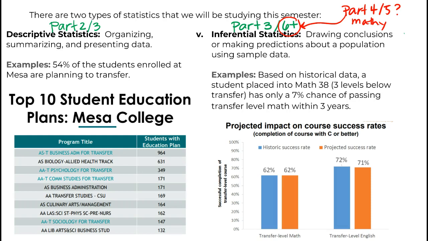We have two types of stats for right now. We're in descriptive stats land, and that's where we're moving in part 2.